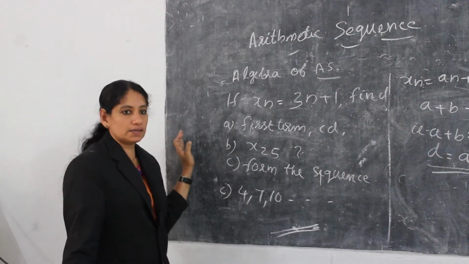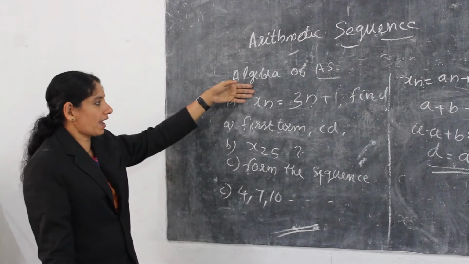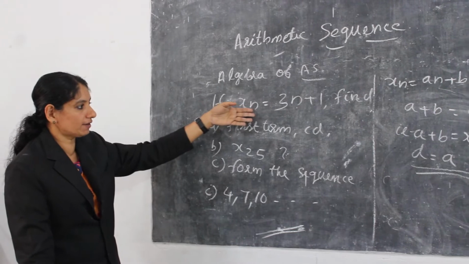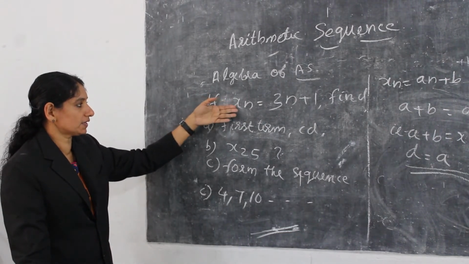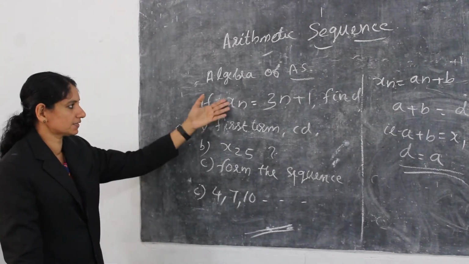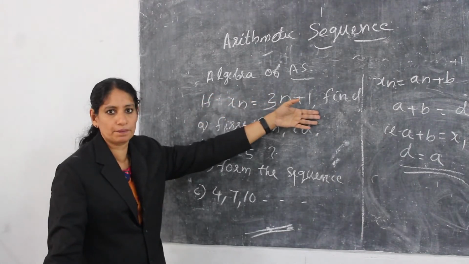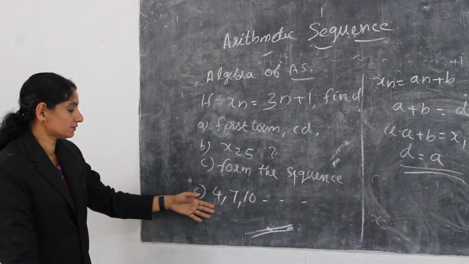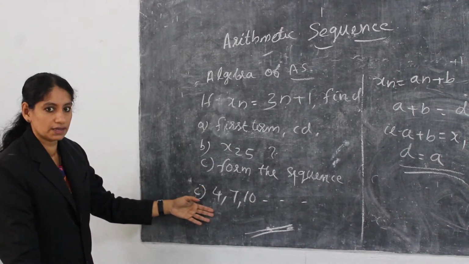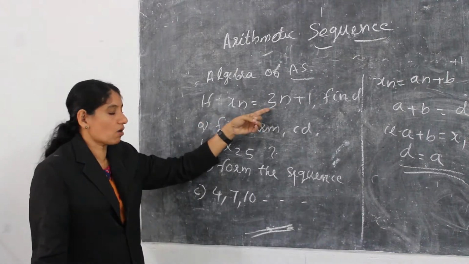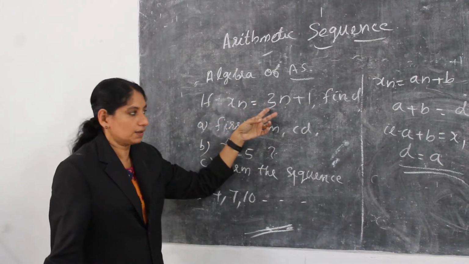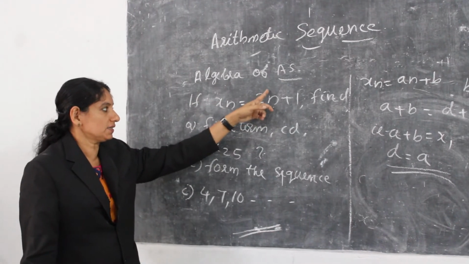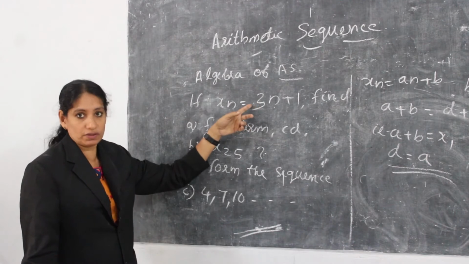Without using these steps, we can directly write the common difference and the first term from the nth term itself. That is, xn is equal to 3n plus 1. Then what is our common difference in this sequence? 3. Here 3 is the coefficient of n. That is, if the algebraic expression is given, the common difference is the coefficient of n.